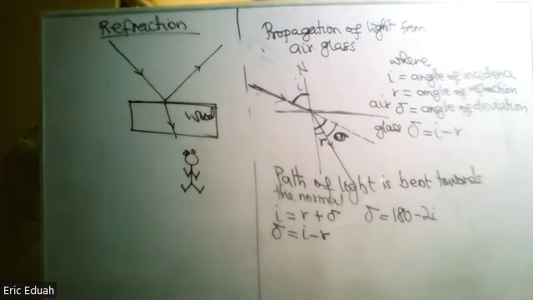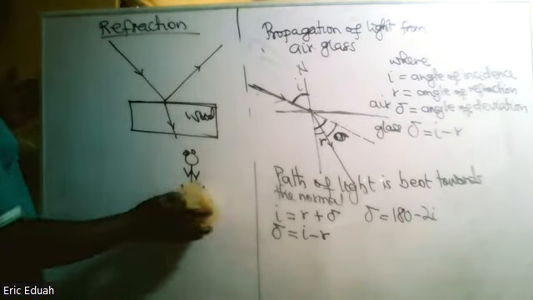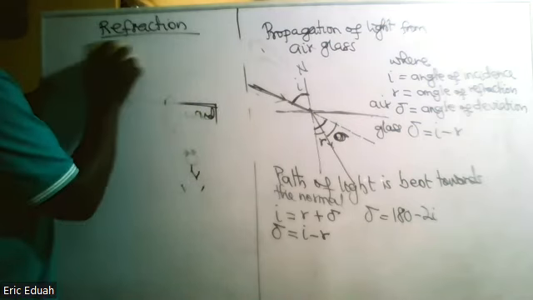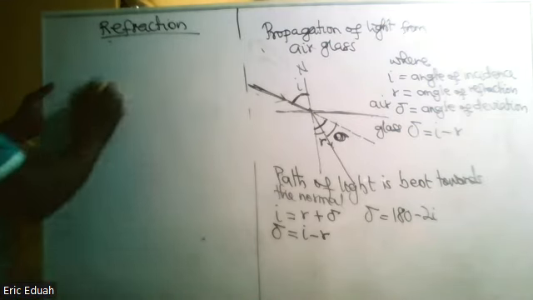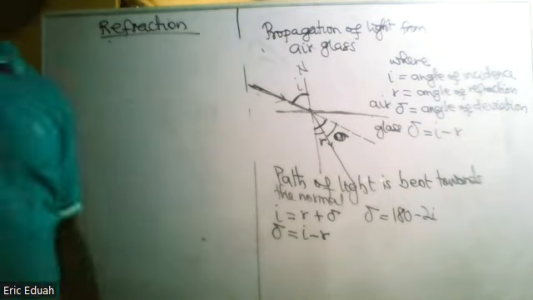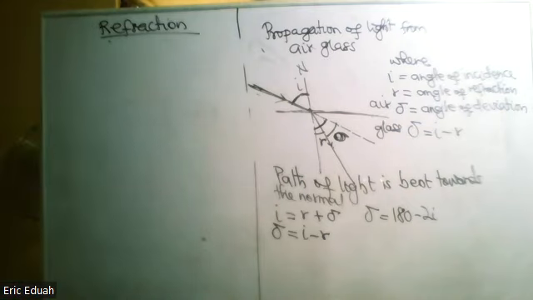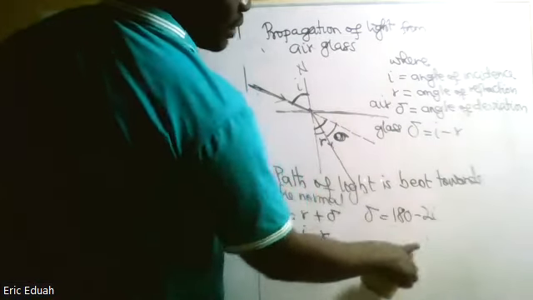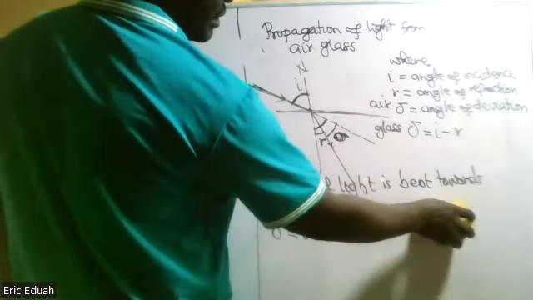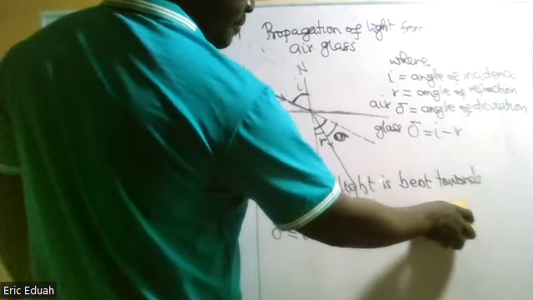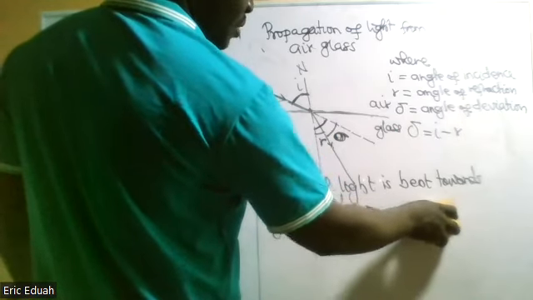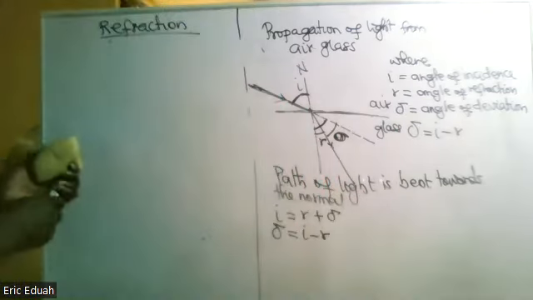Now what will happen when the ray is moving? Please, I don't get why sigma is equal to 180 minus 2I. Oh, this is under reflection of light. We did this under reflection.